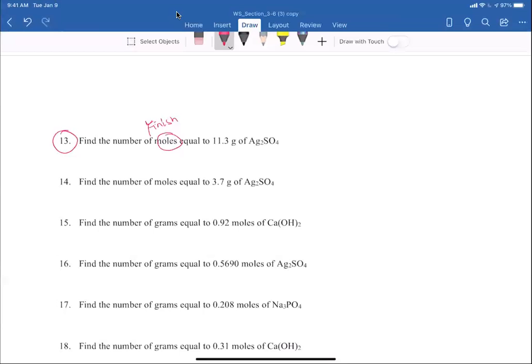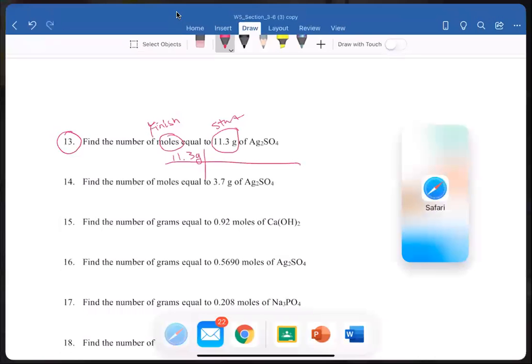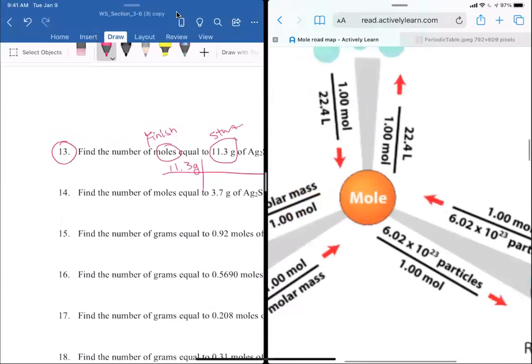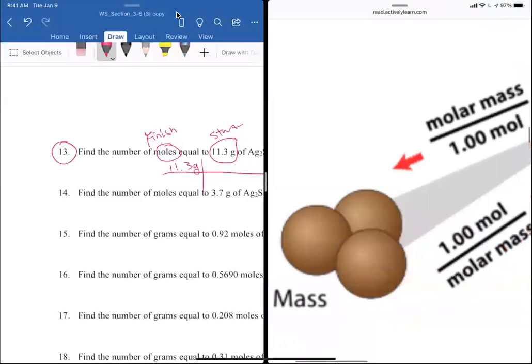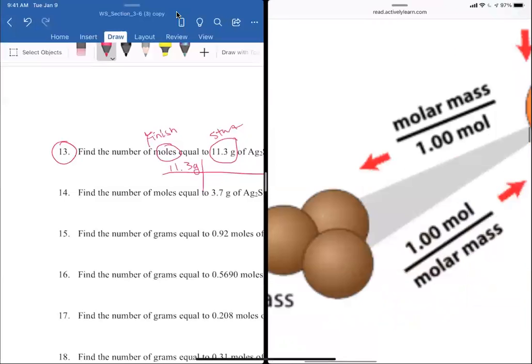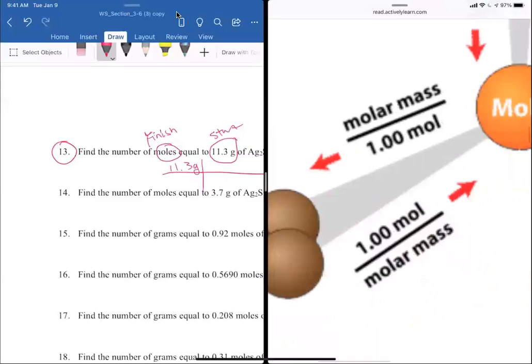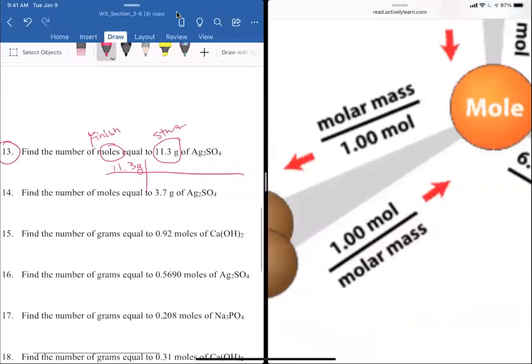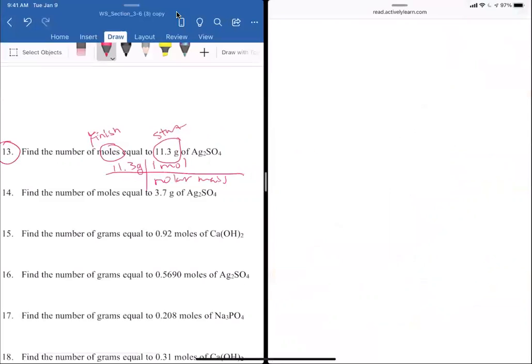So we are starting with grams, right? This is where we start. Okay, so we're going to write 11.3 grams. If we look at our chart real quick, we are starting in mass, and we're moving up to moles. So we're going to use the fraction at the bottom that says 1 mole is equal to the molar mass over the molar mass.